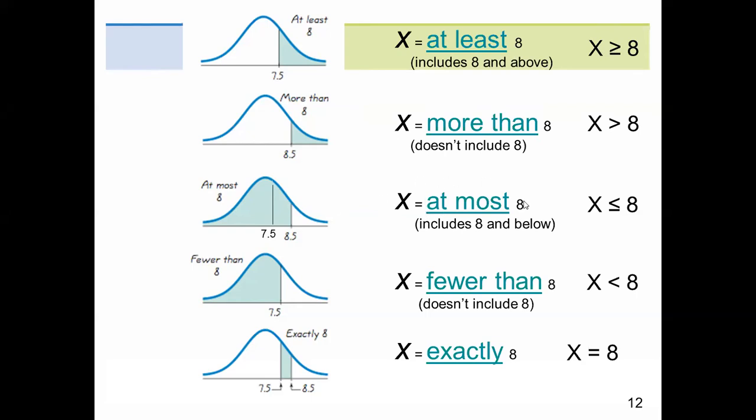At most 8, well, at most 8 means 1, 2, 3, 4, 5, 6, 7, and 8 are good. 9, 10, and 11 are not. At most 8 includes 8 and everything that's smaller than 8.